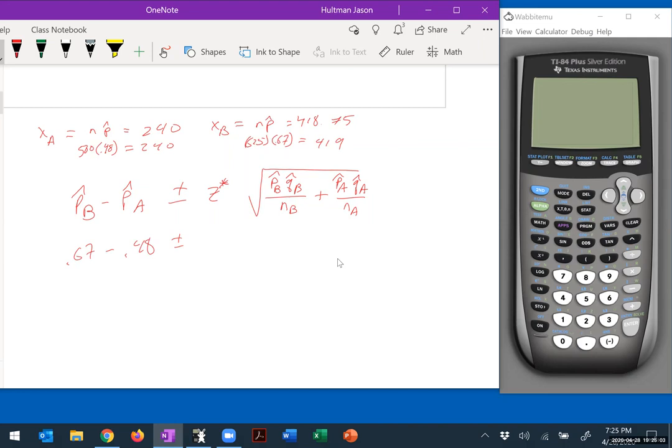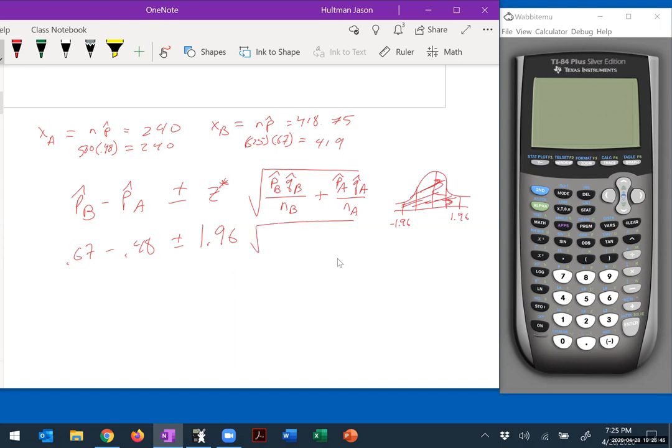Z star we'll get to in a minute. It depends on what I want my confidence interval to be. I used 95% in the computation we did before, so I'm just going to say that this is 95%, which is 1.96. Remember, 95% is about 2 standard deviations away from the mean. So this is about 95%: negative 1.96 and 1.96.